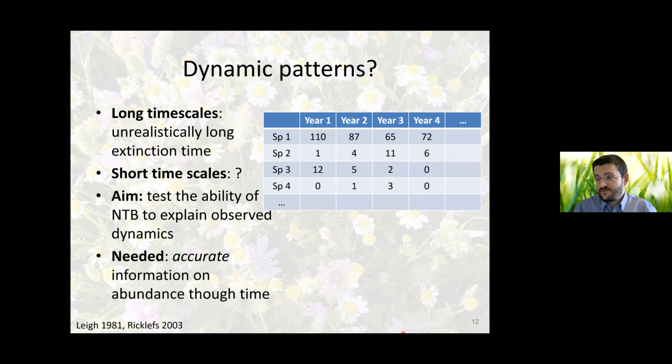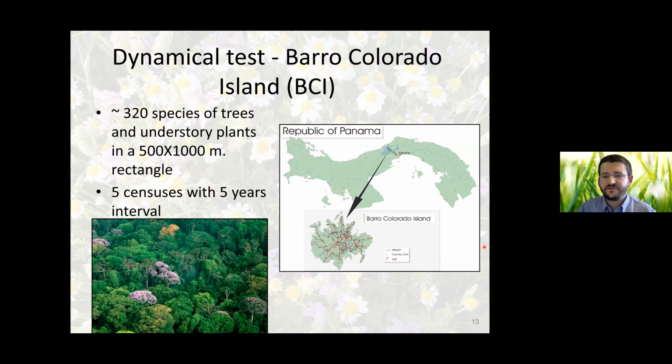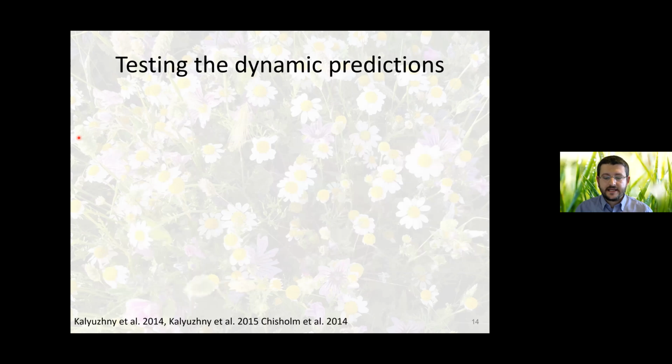So first of all, what we need is accurate information of abundances through time, like this table here. A good place to start would be the home court of neutral theory, the tropical forest plot in Barro Colorado Island, Panama. In this plot, the populations and even the exact locations of individuals of 320 species of trees and understory plants are surveyed in a rectangle 500 by 1,000 meters every 5 years. And when I did the analysis, there were 5 surveys available.